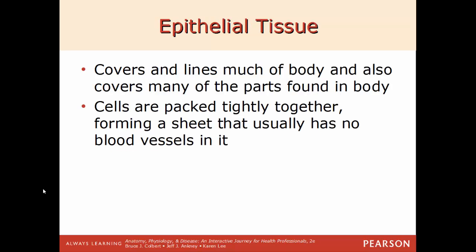All right, the first one we'll talk about, epithelial tissue. This is a tissue that will cover and line most of the body, and also will cover many of the body parts found in the body. Now, in this type of tissue, you have cells that are very tightly packed together, and usually will form a sheet of cells, a sheet of tissue. And this type of tissue will be avascular. That means you will not find blood vessels within it.